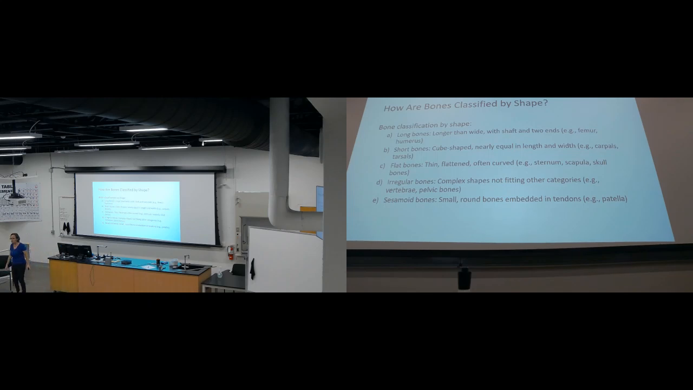Irregular bones, they don't fit into the previous categories. They have a complex shape. So we have the vertebrae in our spinal cord. These are irregular bones, and the pelvic bones are also irregular bones.